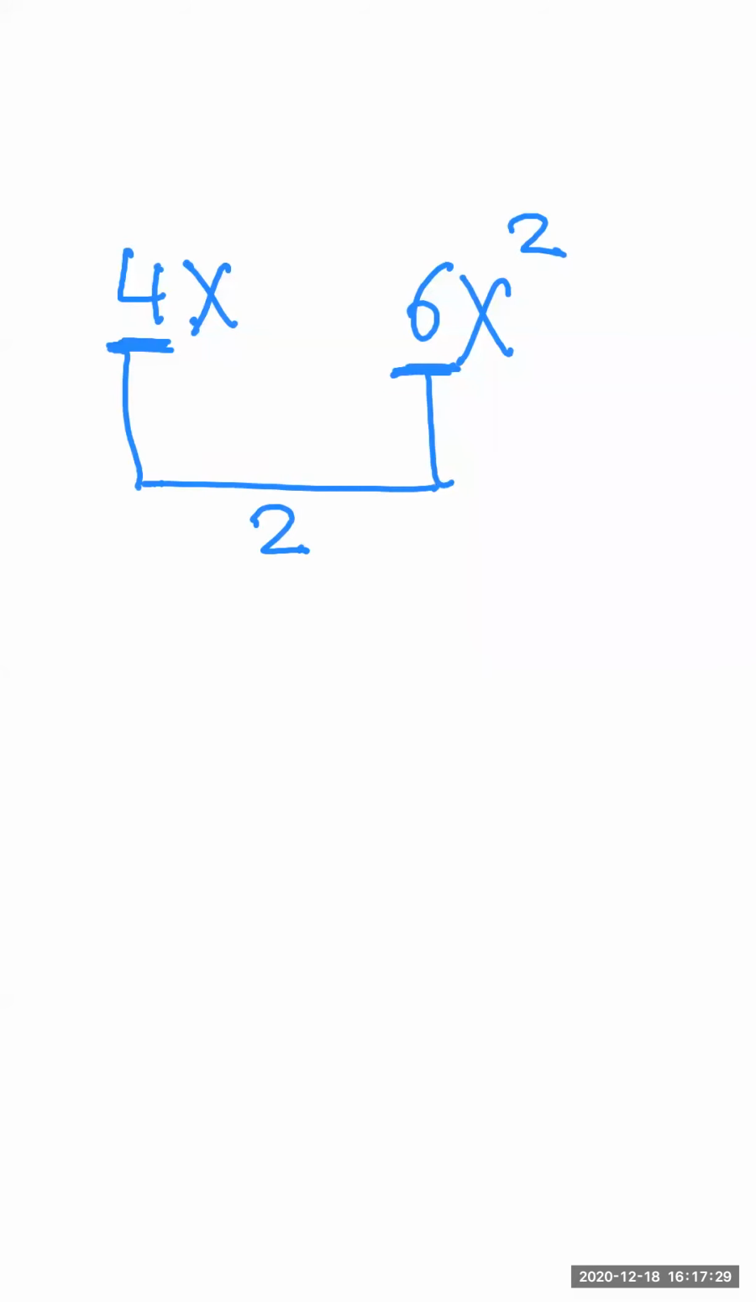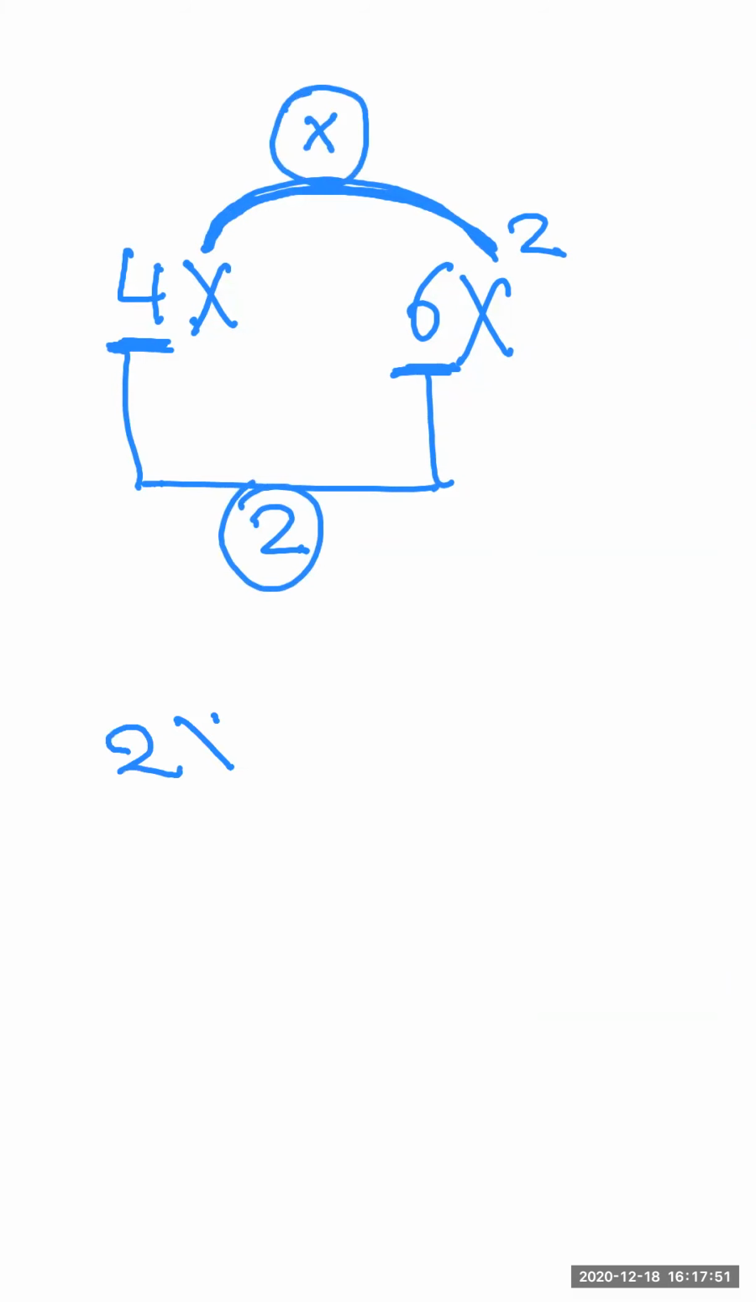And what about the algebraic part, the x and x squared? I said that in this case, we have to choose the lowest power. So the lowest power here is x to the power 1, so x. So now, guys, the common factor is 2x. So this is the common factor.